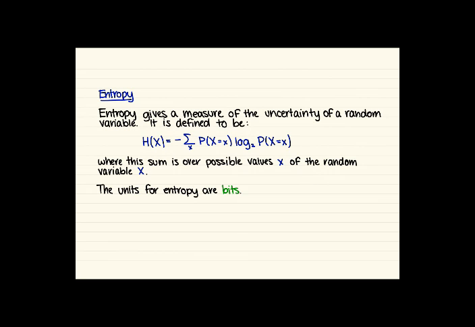For entropy, entropy gives us a measure of the uncertainty of a random variable. It's defined by this formula. So we denote it h of x, and then take minus the sum over all possible values x of the random variable x, and the things that we are adding up are the probability that big X equals little x times log base 2 of the probability that big X equals little x.